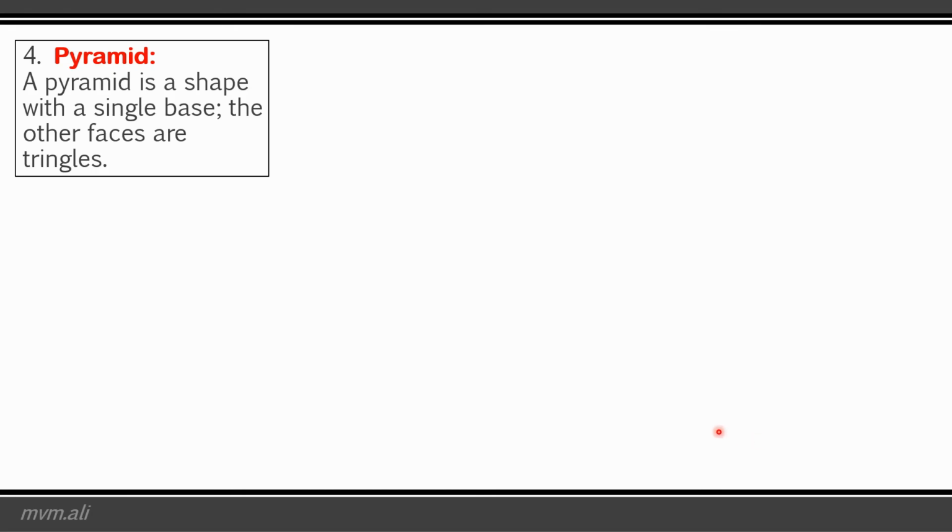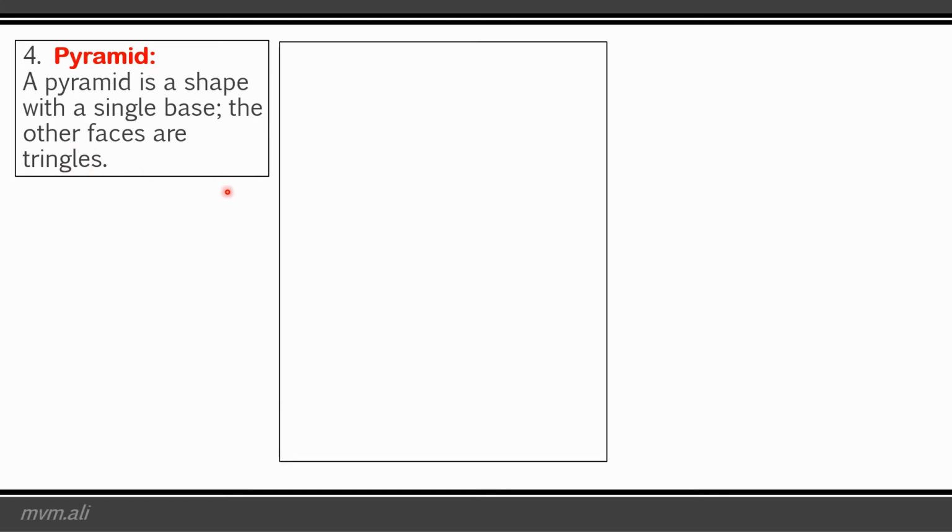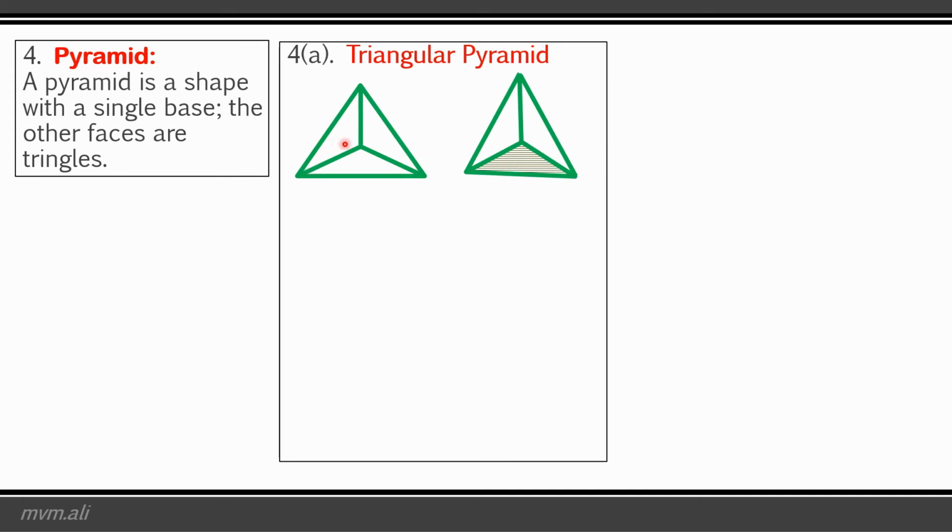And the third one is a pyramid. A pyramid is a shape with a single base. The other faces are triangles. There are 2 types of pyramids we are going to discuss here. So first let's discuss the triangular pyramid. Here you can see this is the base surface. The shaded portion is the base surface. Okay.